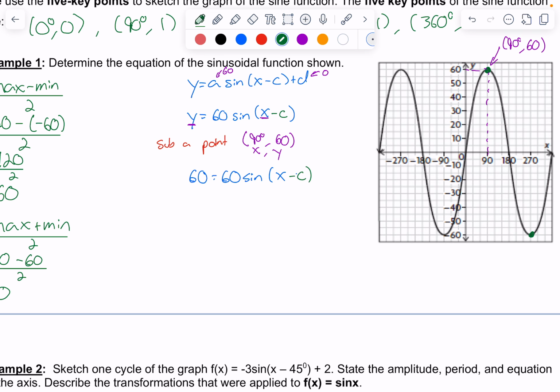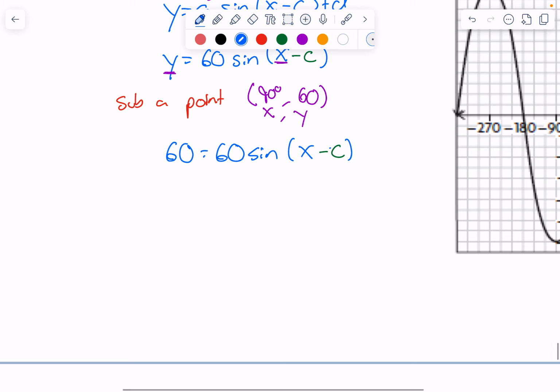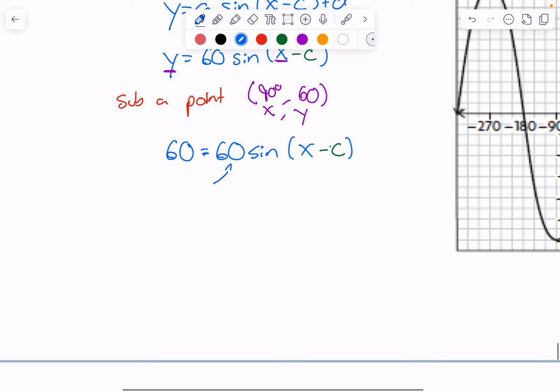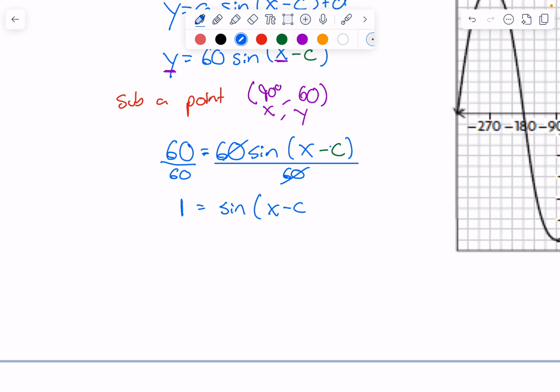that C, okay? So first thing you need to do is still following order of operations, but in reverse order, you need to get rid of this 60 first, okay? So divide both sides by 60. So that would cancel. And you bring it over here as well. 60 divided by 60, that gives you 1. So 1 is sine X minus C.